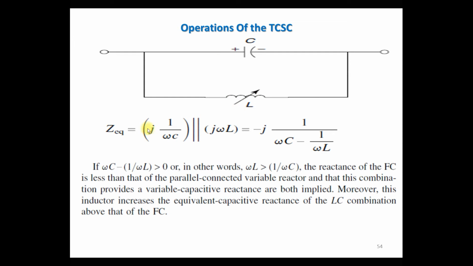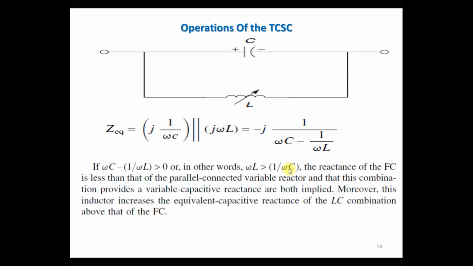So with this combination, your equivalent impedance becomes: -j1/ωC, which is the capacitive impedance, and jωL, that is an inductive impedance. So for the parallel combination, your equivalent impedance becomes -j1/(ωC - 1/ωL). So when this denominator, ωC - 1/ωL, becomes more than 0, in other words, we can say that ωL is greater than 1/ωC, it means that the inductive impedance is more than the capacitive impedance.